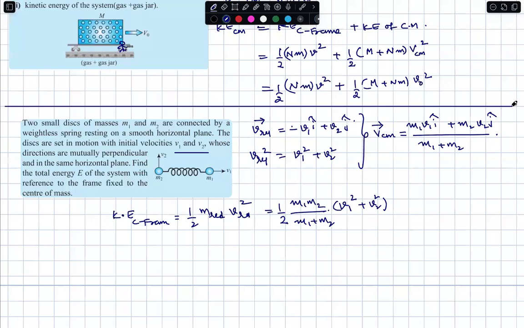One step. Suppose they ask for the KE in the ground frame, you will simply write half M1 V1 square plus half M2 V2 square. Suppose they ask you the maximum elongation in the spring, I'll simply answer it by equating the KE in the C frame to half K X square. That's all. Right. Any doubt?